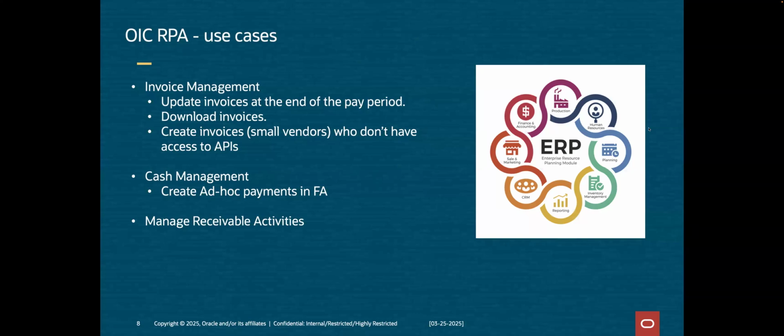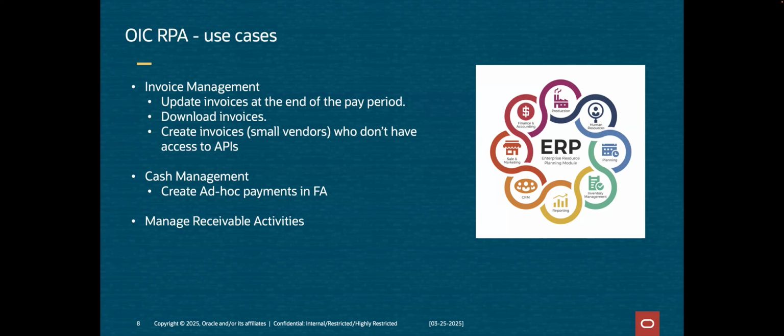Let's get into some details about use cases. So what are the popular use cases that we have seen customers adopting RPA for? So in the ERP space, we have seen customers adopting RPA for invoice management. They want to update invoices at the end of pay period, and these updates are something that they do manually, and they want a robot to take over and do some simple computations and then update these invoices. Definitely robots can be leveraged for this.